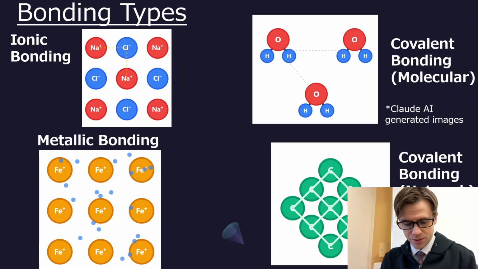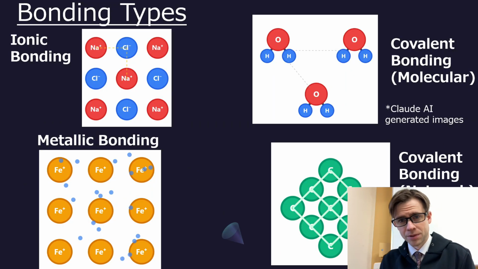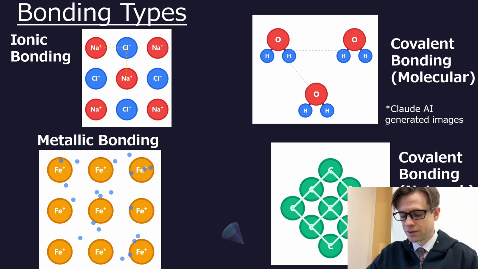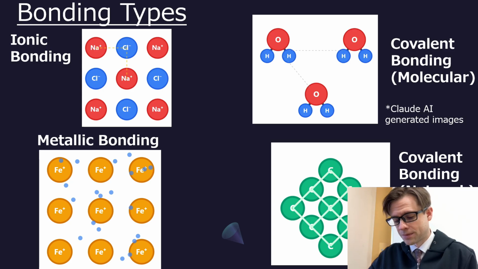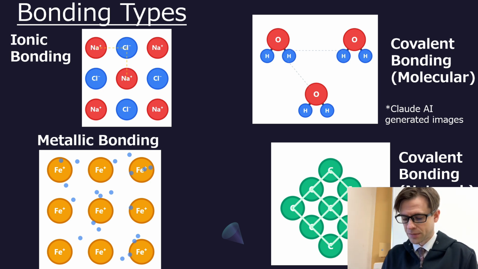So I want to remind you, we've talked about a lot of different types of chemical bonding. Ionic bonding, this is a lattice between positive and negative ions, such as NaCl. We've talked about covalent bonding in the molecular type, which is something like water, individual molecules held together by intermolecular forces, such as hydrogen bonding in water, but also dipole-dipole, London.